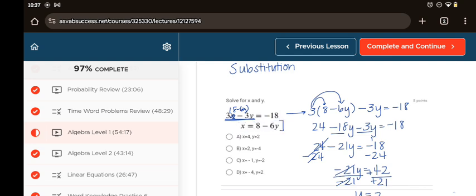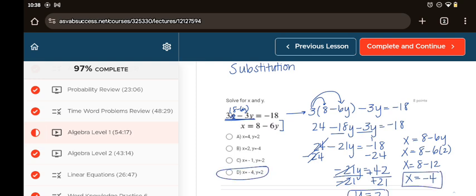Now, it's asking me to solve for both. So I'm actually going to use this equation where it has x by itself on one side of the equal sign to solve for x. So x equals 8 minus 6y. x equals 8 minus 6 times 2. I replace the y with 2 because I now know what y is, right? 6 times 2 is 12. So x equals 8 minus 12, and 8 minus 12 is negative 4. So my answer here is x equals negative 4, y equals 2. And there it is. Perfect.